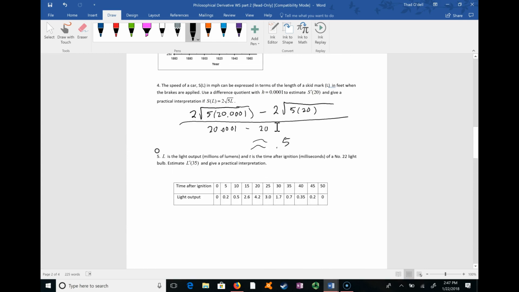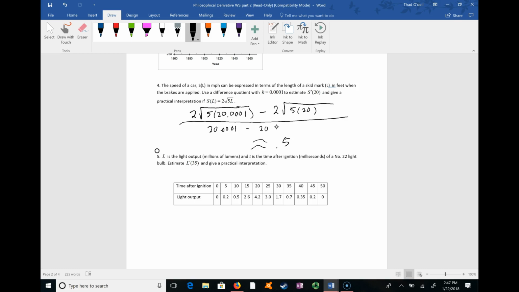L is the light output, millions of lumens, and T is the time after ignition, milliseconds, of a number 22 light bulb. So you notice here that 5 milliseconds after the ignition of the light, it's 0.2 lumens, which is basically how bright it is. At 10 milliseconds, it's 0.5, 15 milliseconds, 2.6, 4, and then notice it trails off. So this is like a flash, apparently. It takes a little bit of time to warm up. Of course, this is milliseconds, so it's not much time. And then it fades fairly quickly.